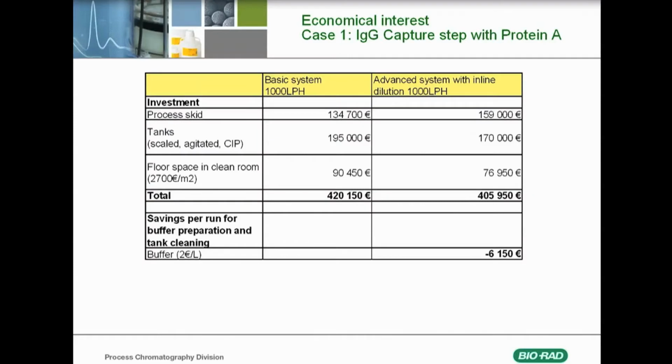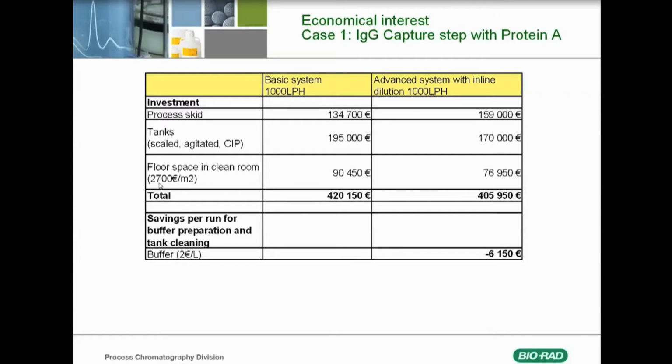Now translated in terms of capital, so about investment, the initial investment only. The process skid with inline dilution has a cost compared to the basic system without inline dilution, so you see here the difference. But you can see that there is some saving about the tanks. Here we take tanks with a scale because we have to scale the different buffers, agitated, with clean in place, with pumps, and with a piece of software. And so you can see that the fact that we reduce the size of the tank has some influence on the price. The same arises for the floor space.